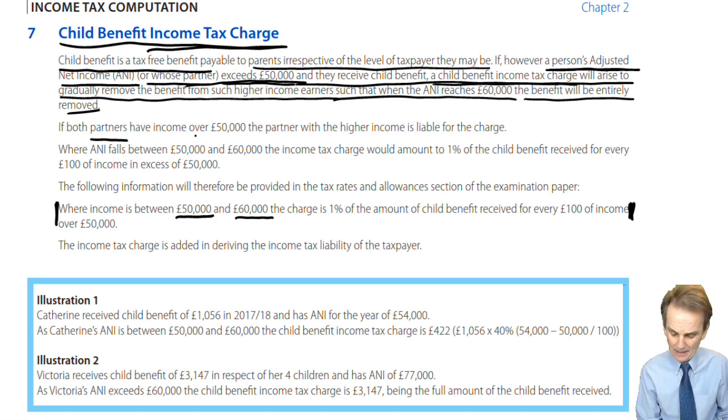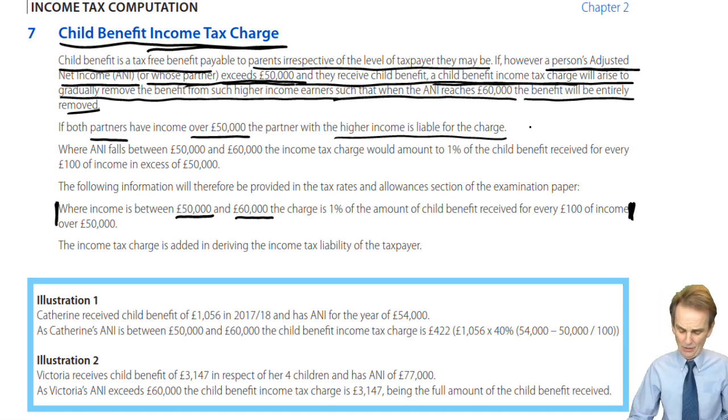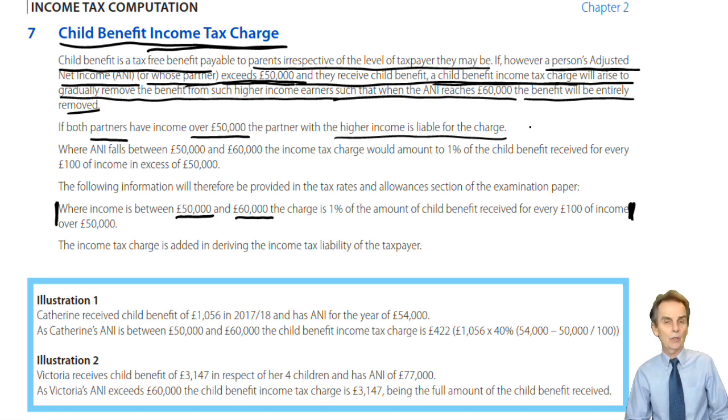If both partners have income over 50,000, the partner with the higher income would in fact be liable for the charge, though that issue will not be tested in our exam. So, as long as the taxpayer's adjusted net income does not exceed 50,000, there is no child benefit income tax charge. If the adjusted net income of the taxpayer or the partner of the taxpayer exceeds £60,000, then the amount of the child benefit income tax charge will be equal to the amount of the child benefit.